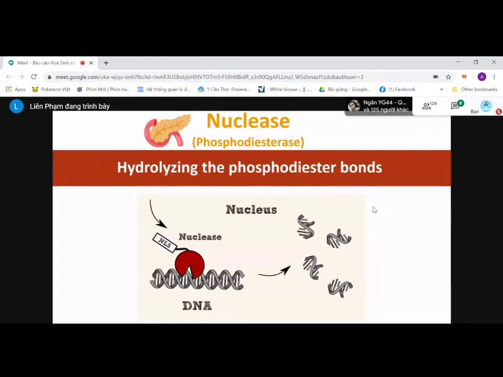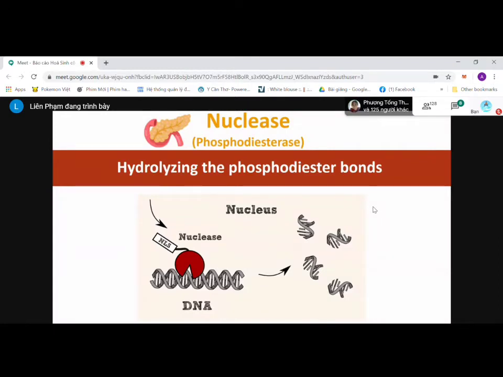A nuclease is an enzyme capable of cleaving the phosphodiester bonds between nucleotides in nucleic acids, so it is also known as phosphodiesterase. Nucleases variously affect single and double-stranded breaks in their target molecules. In living organisms, they are essential machinery for many aspects of DNA repair.